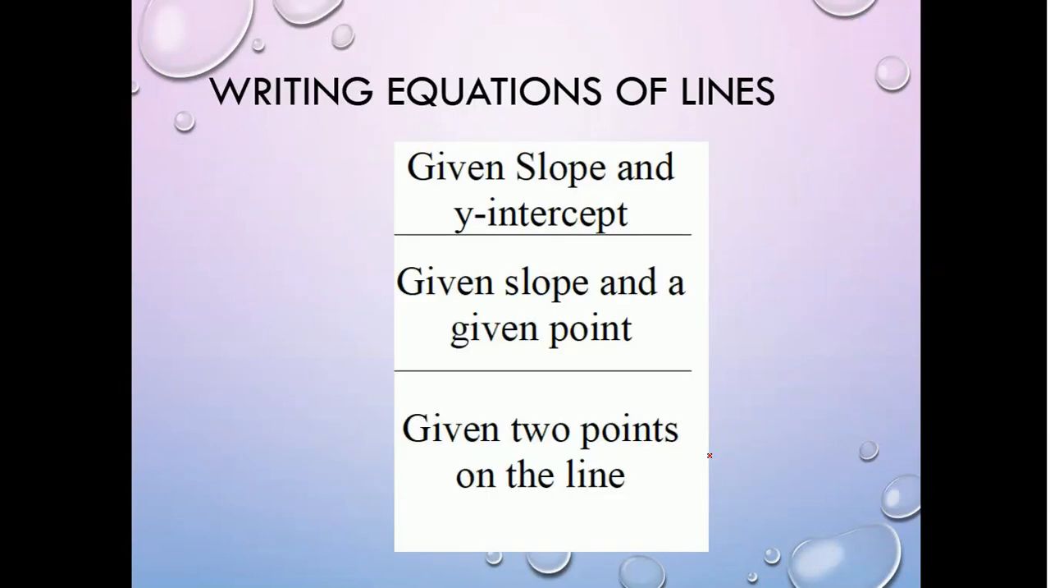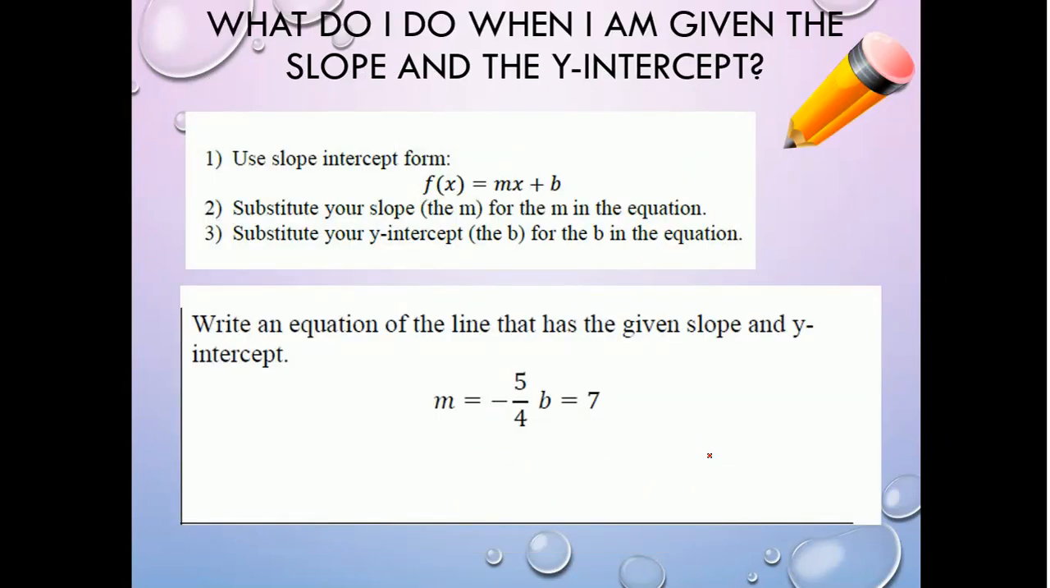Here's when you're going to want to grab out that foldable we made in class. So it has the slope-intercept form at the top, and then it has these 3 flaps. You're going to want to open your first flap. What do you do when you're given the slope and y-intercept? Well, you're going to use slope-intercept form, and you're going to substitute your slope, the m, for the m in the equation, so right in there. And then you're going to substitute your y-intercept, the b, for the b of the equation. So let's actually try that on the side there. So m is -5/4 and b is 7.